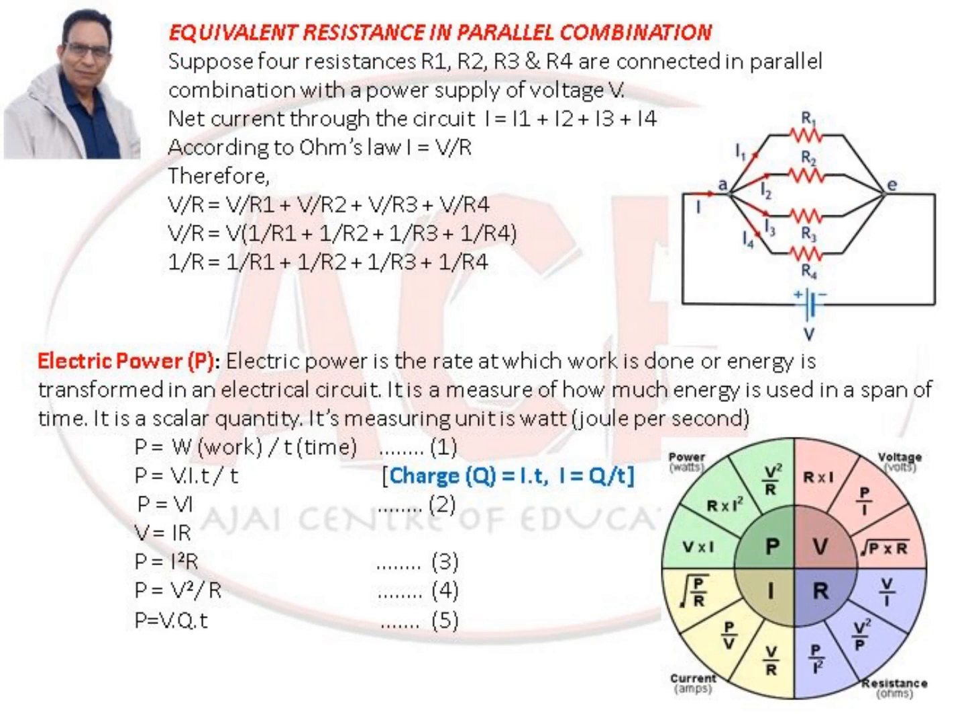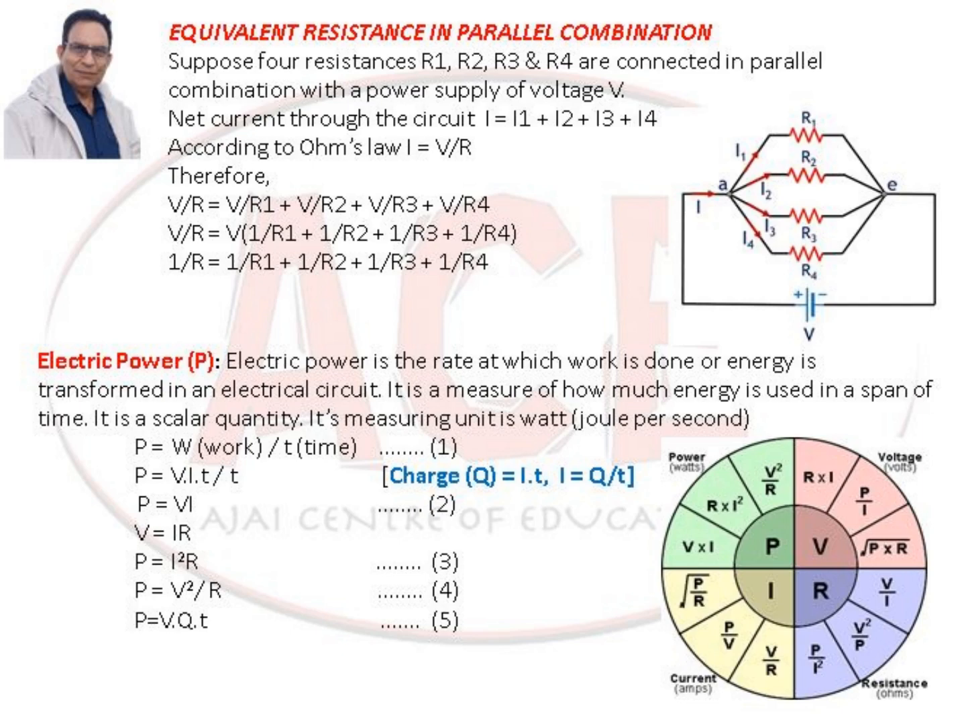Equivalent resistance in parallel combination. Suppose four resistances R1, R2, R3 and R4 are connected in parallel combination with a power supply of voltage V. Net current through the circuit I is equal to I1 plus I2 plus I3 plus I4. According to Ohm's law, I is equal to V upon R. Therefore, V upon R is equal to V over R1 plus V over R2 plus V over R3 plus V over R4. V is cancelled from both the sides. We get 1 over R is equal to 1 over R1 plus 1 over R2 plus 1 over R3 plus 1 over R4.